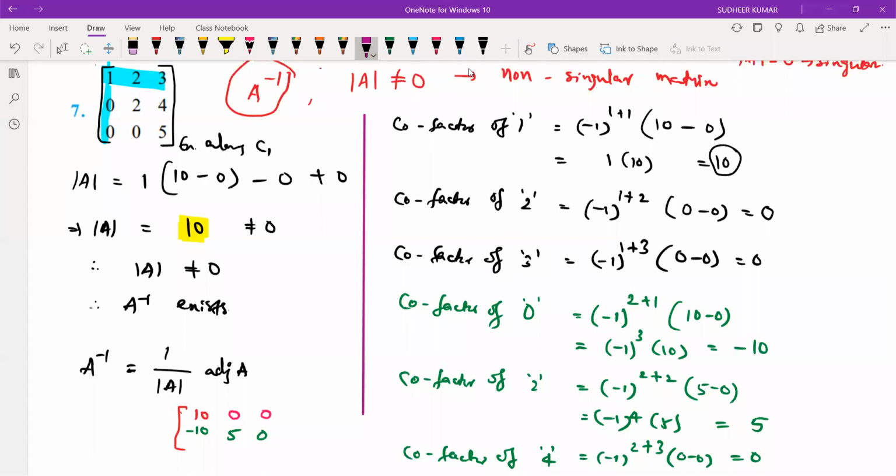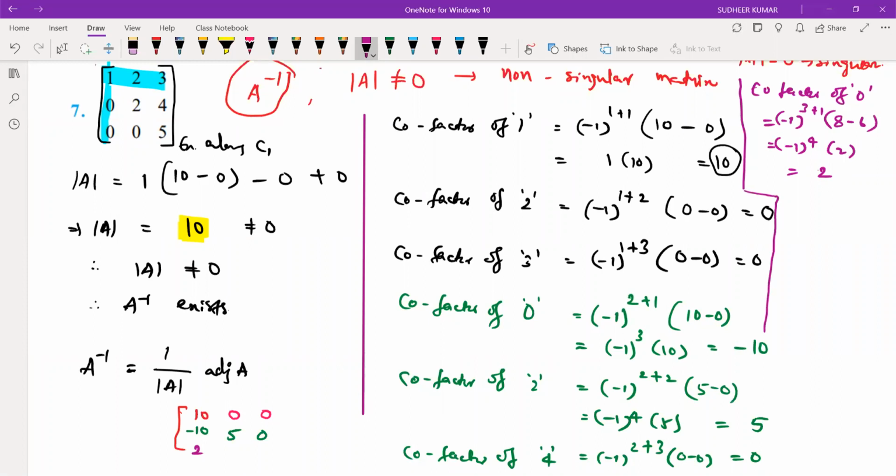Cofactor of 0, 0, 5. I'm going to write here cofactor of 0. What will be the answer? (-1) to the power of 3+1, then 8 minus 6. So this is (-1) to the power of 4 into 2, so it is positive. The answer is 2. So here we are going to write 2. I did not scroll down because we could not see the matrix, but you can proceed.